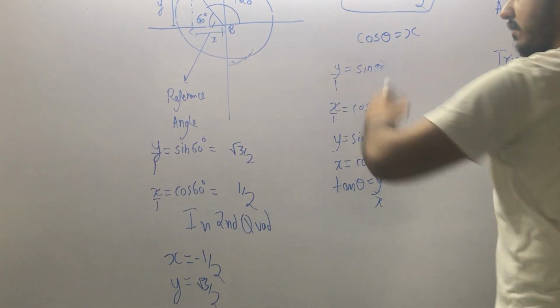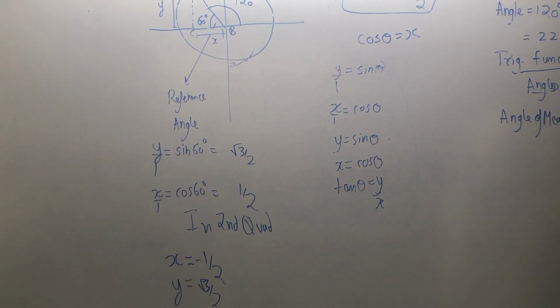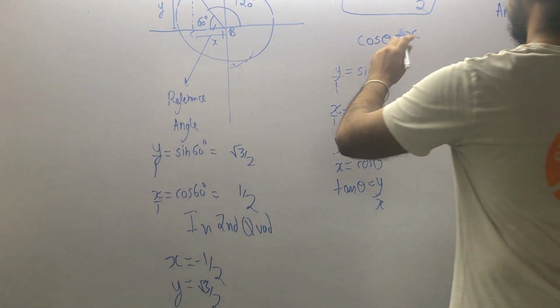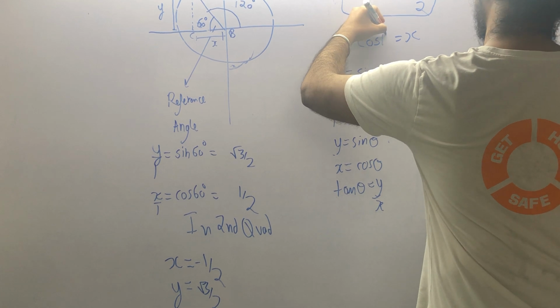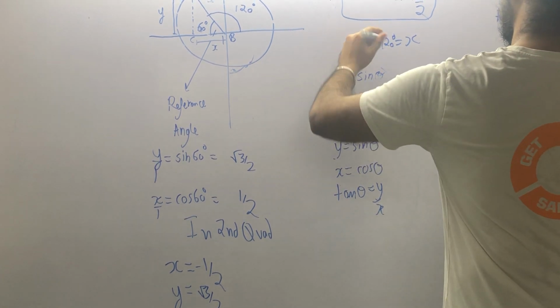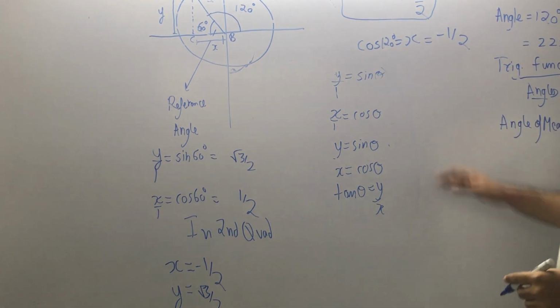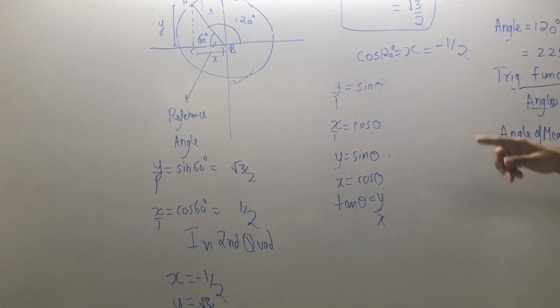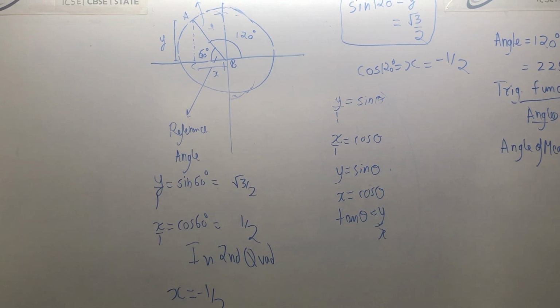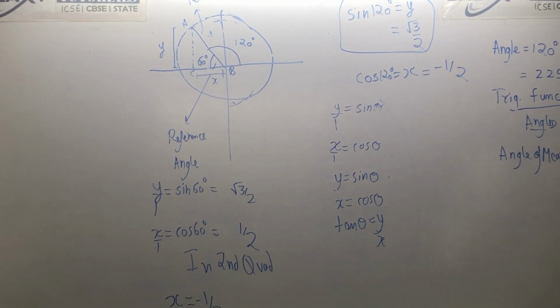That was equal to x. What is the value of x? It is 1 by 2. So you can write here, sorry, cos 120 was equal to x. So this will be equal to how much? Minus 1 by 2. And you all know that cos is always negative in the second quadrant. Except sine, all the functions are negative.